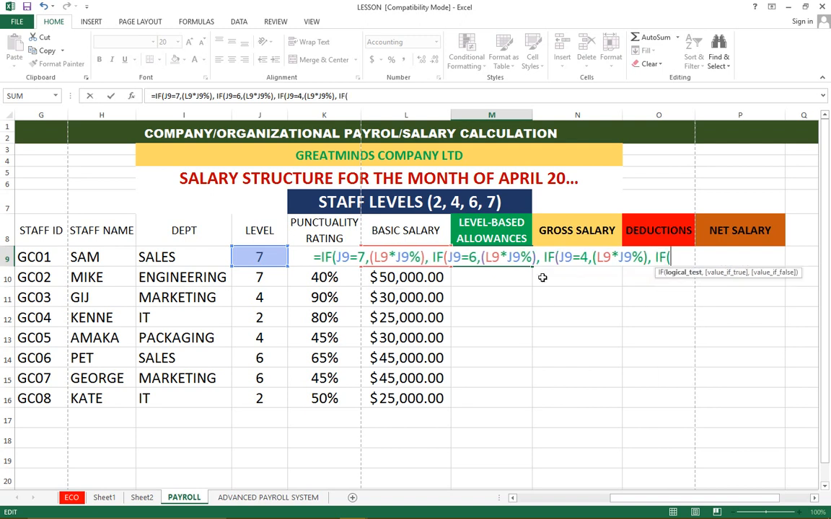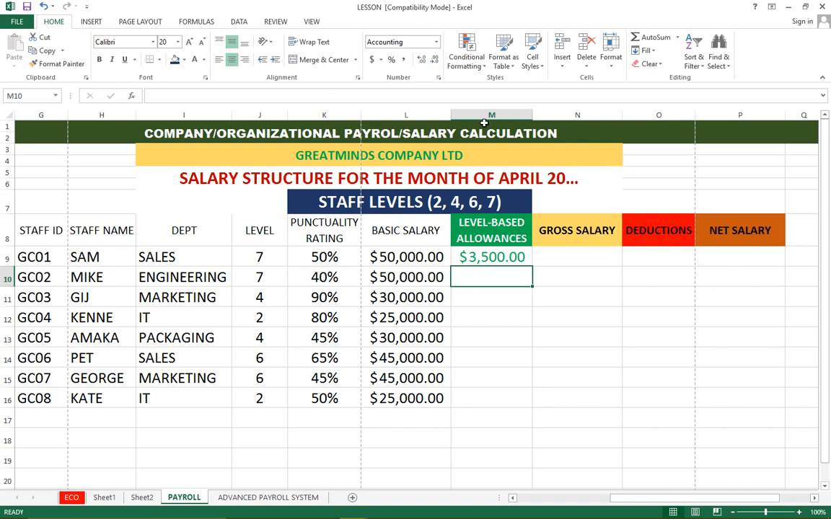If open bracket J9 is equal to 2, comma, open bracket L9, which is basic salary, multiplied by J9%, whatever J9 has, the percentage, whether it's 7%, 6, 2, or 4. Then we'll close. You have to consider the number of IFs. Every IF here has an open bracket. So this is IF 1, then IF 2, IF 3, IF 4. So here we're going to put 4 closing brackets. We close it, 1, 2, 3, 4, and press the Enter key.